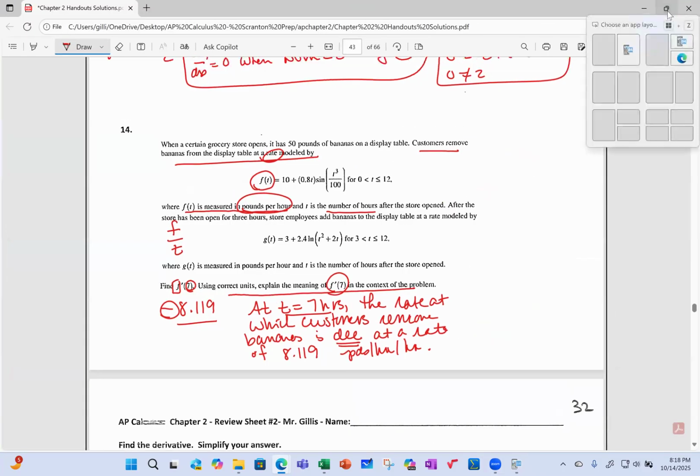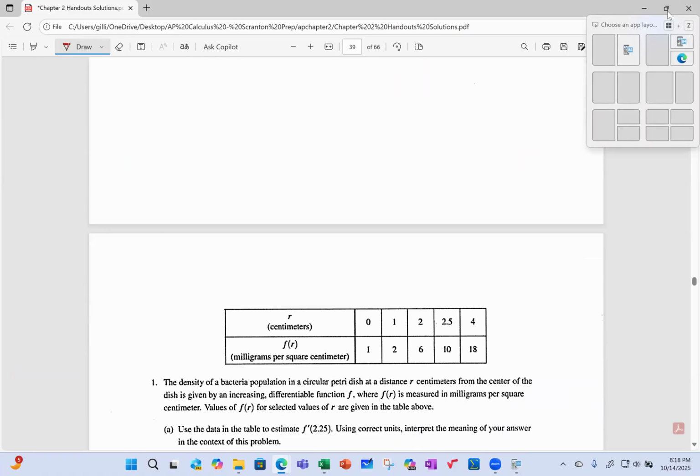And then just to spiral back quickly to some implicit problems here on the previous homework.